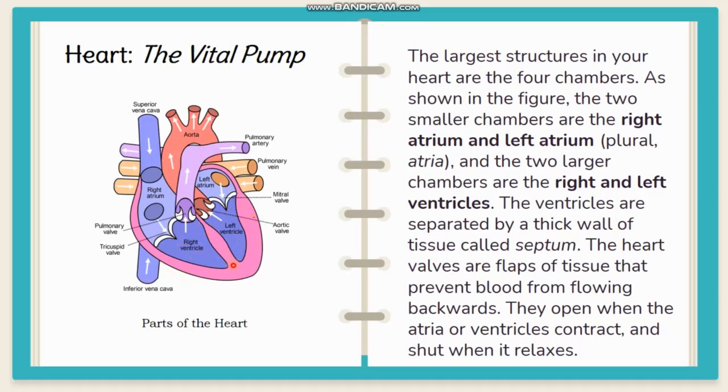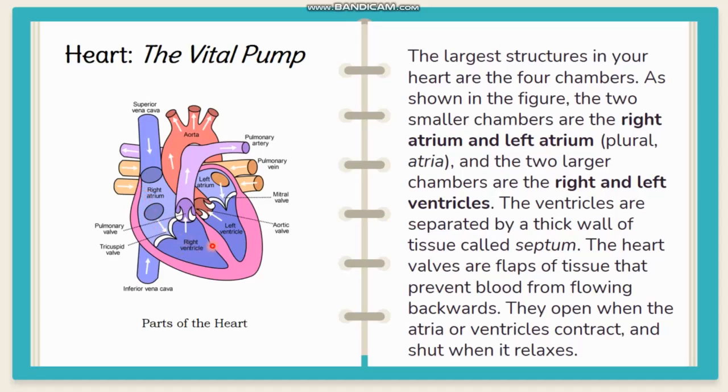As you can see on this diagram, each chamber of the heart has its own valve, or its own door. We can call these valves the doors to the different chambers of the heart, and they prevent blood from flowing backwards. These valves open when the atrium, the right atrium for example, or the ventricle contracts, and shut when it relaxes. So again, it opens and closes for the blood to pass to the right ventricle, and then it closes so that the blood will not go back to the right atrium, as our example here.